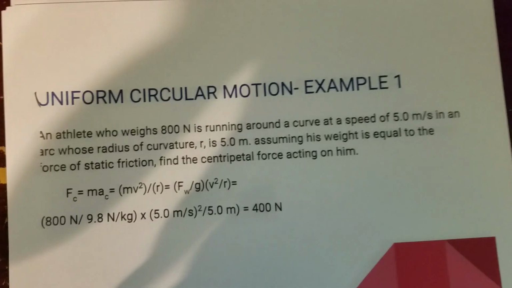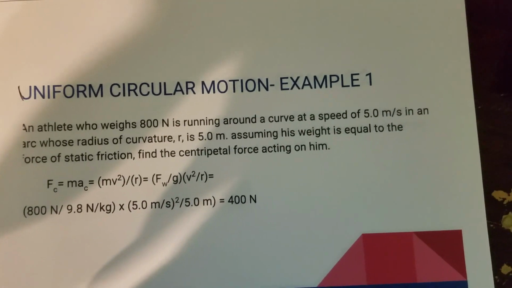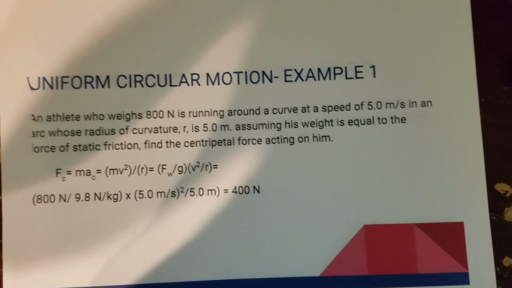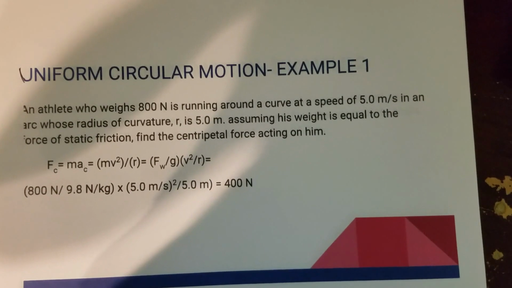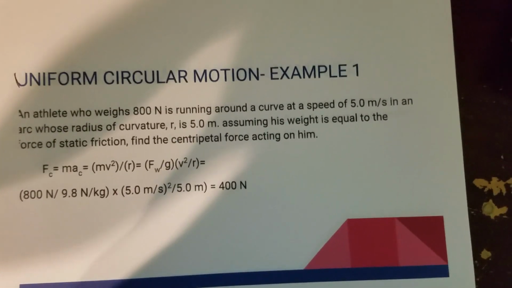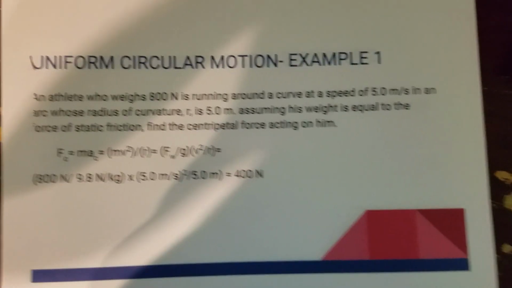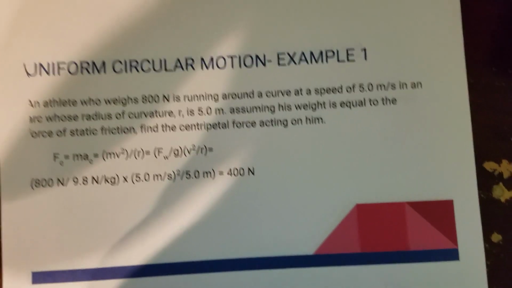An athlete who weighs 800 newtons is running around a curve at a speed of 5.0 meters per second in an arc whose radius of curvature r is 5 meters. Assuming his weight is equal to the force of static friction, find the centripetal force acting on him.